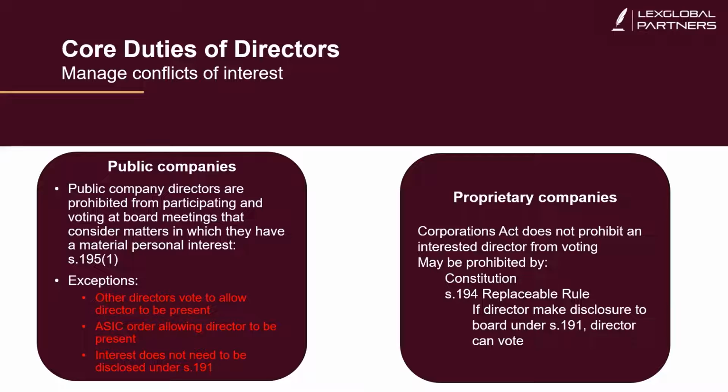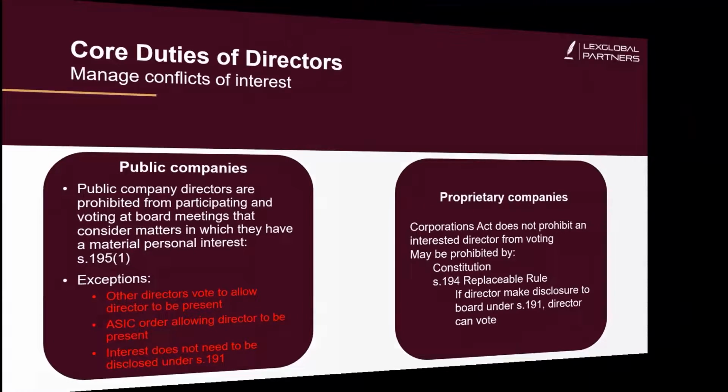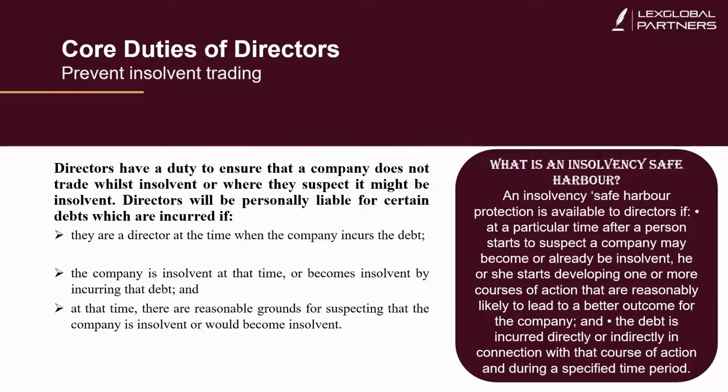The Corporations Act does not prohibit an interested director from voting. It may be prohibited by the constitution. Most companies have a constitution and they can do that. Under Section 194, the replaceable rules, if a director makes a disclosure to the board under Section 191, the director can vote. So there are different rules for public and proprietary companies.